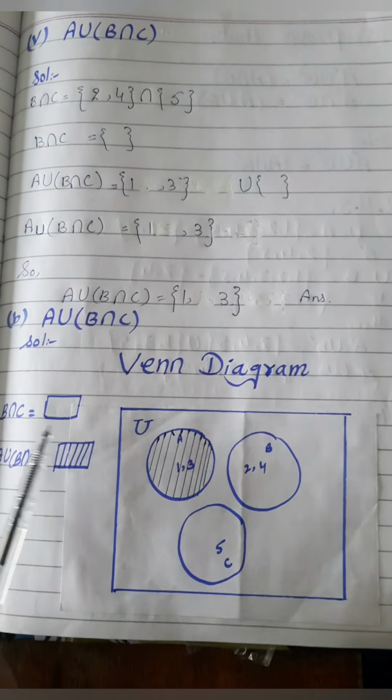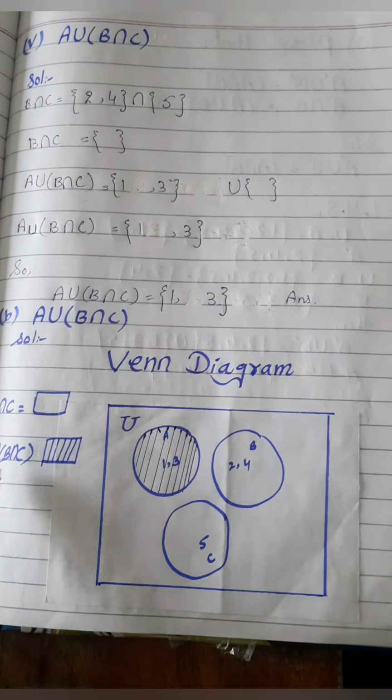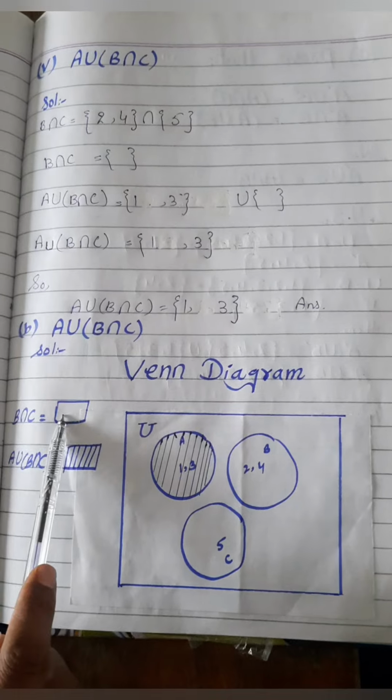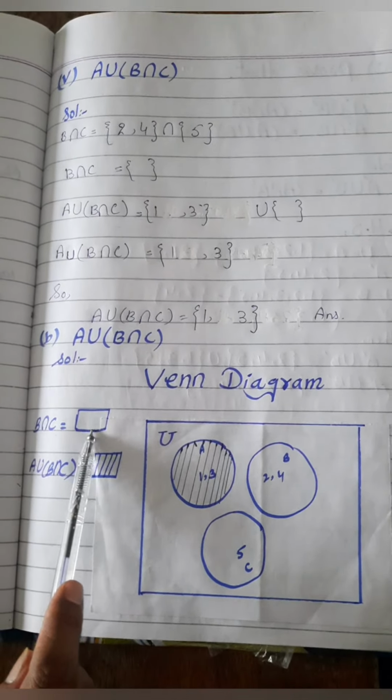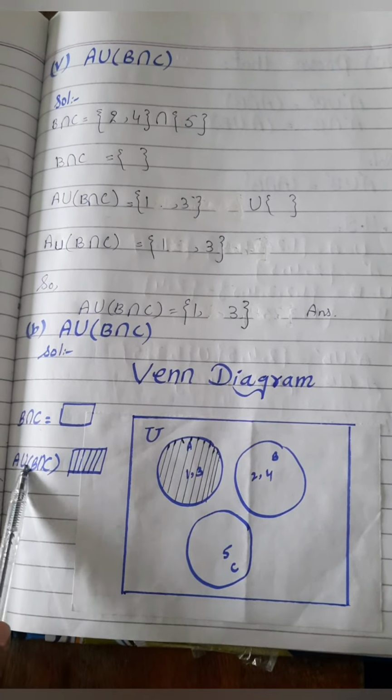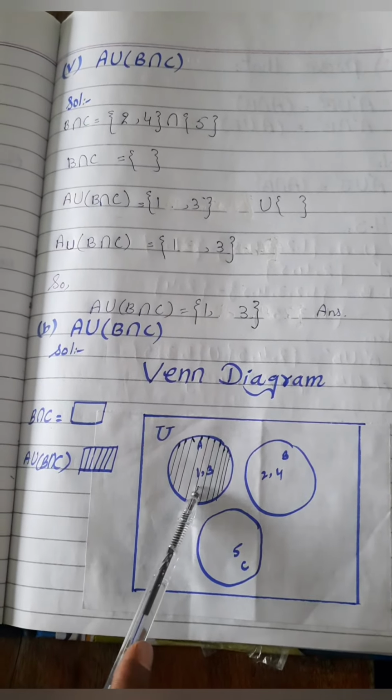Now we draw the Venn diagram. B intersection C with empty set. A union (B intersection C) by the lines. So B intersection C is denoted by the empty set. So B and C are empty sets, and union A is denoted by the lines.